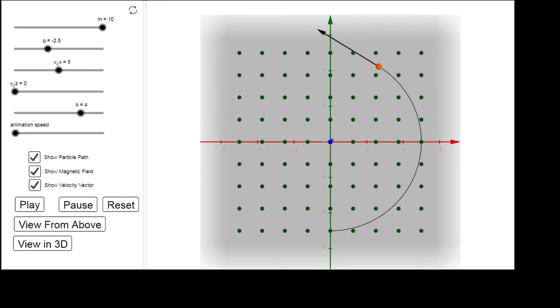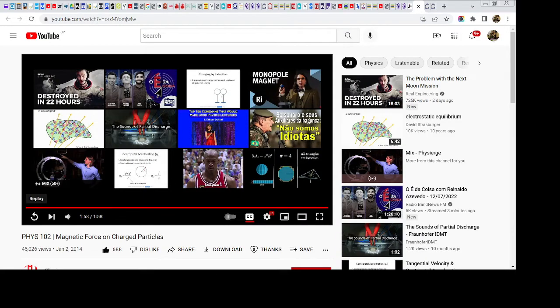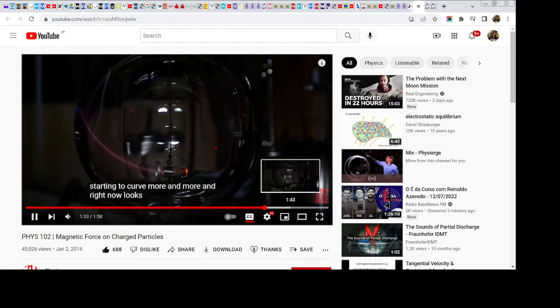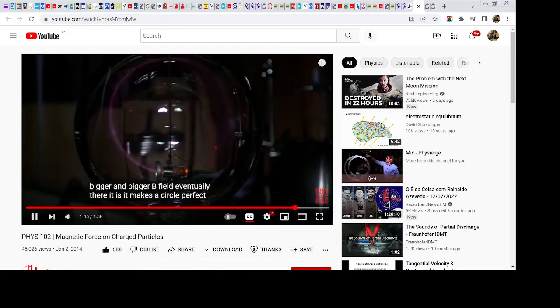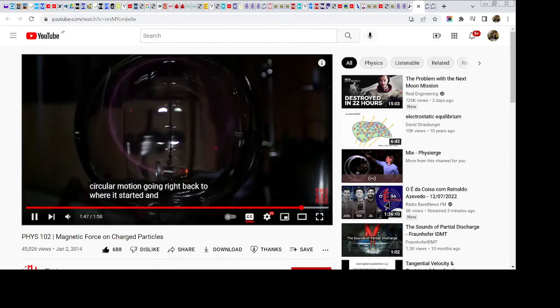Let's pause here and remember, we saw this also in this experiment. What we can see in this experiment was exactly the same thing. You can see here the perfect circular motion of those particles.